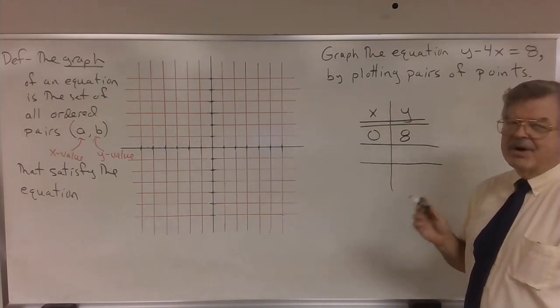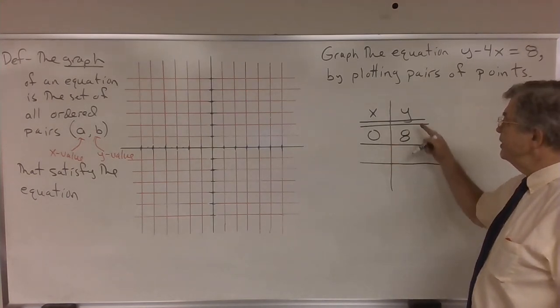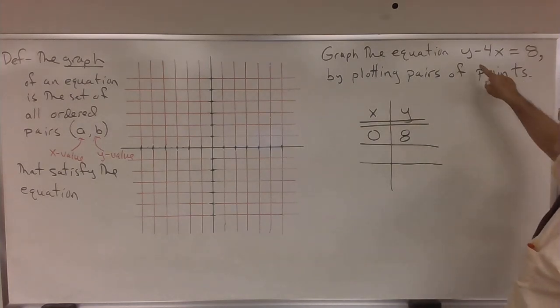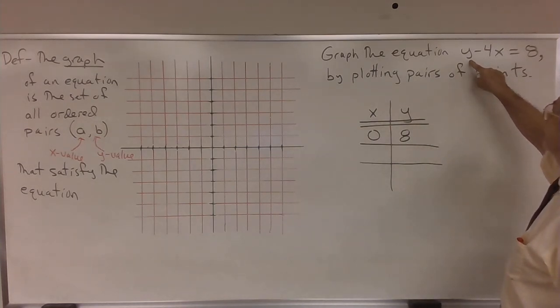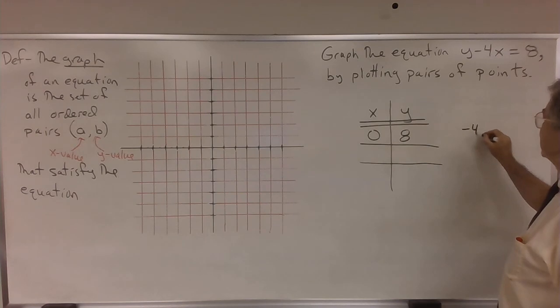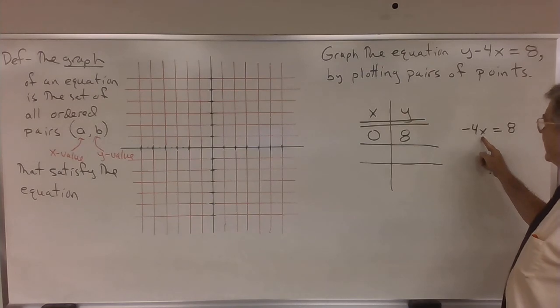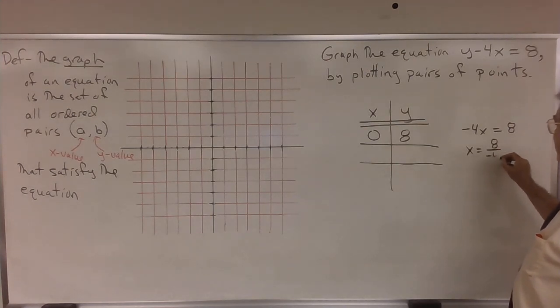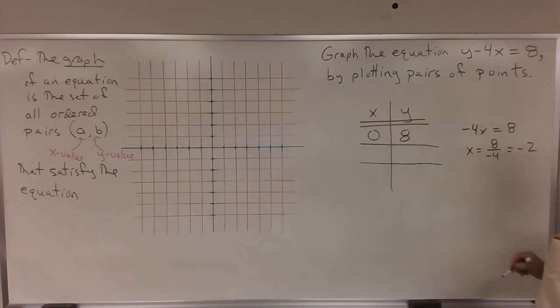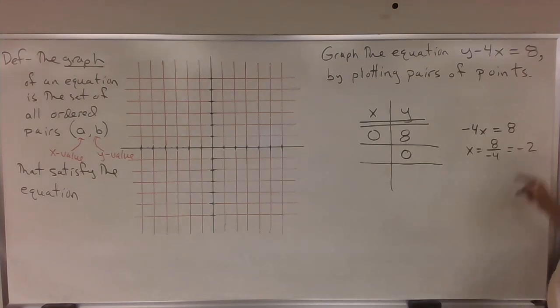We've used up one of the easy cases. Now there's another one. Instead of letting x equal 0, we can let y equal 0. And if we have y equals 0, that leaves us with negative 4x equals 8. And we're looking for x, so we divide both sides by negative 4. And we get x equals 8 divided by negative 4, and that's negative 2. So when y is 0, x equals negative 2.